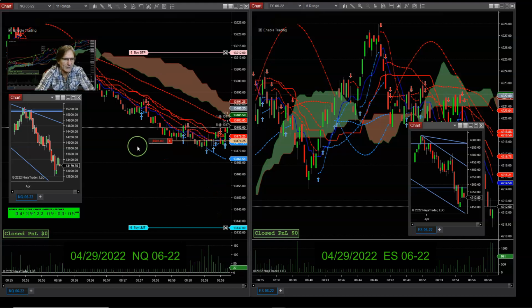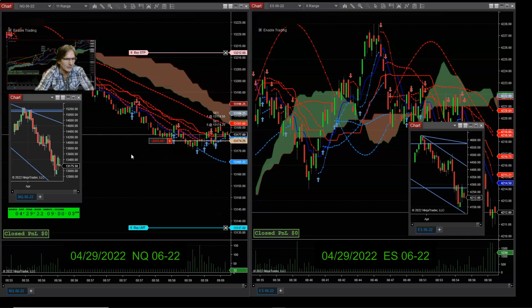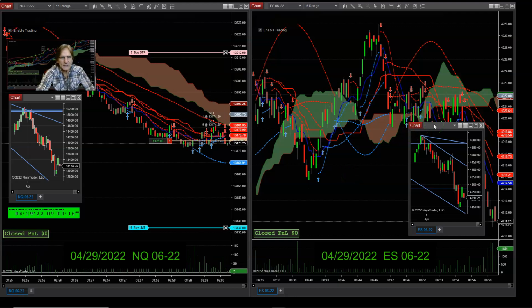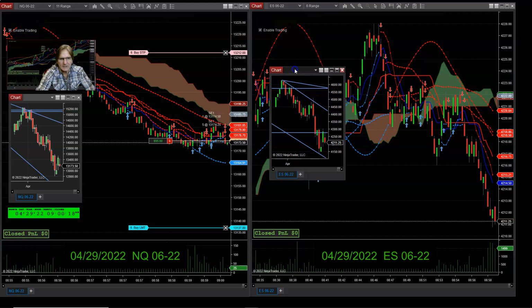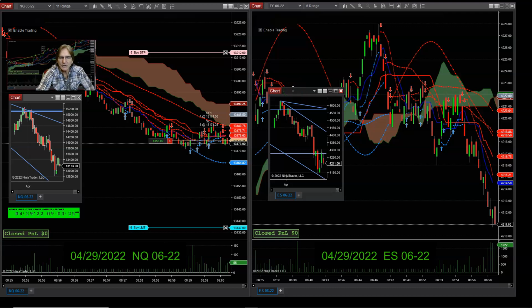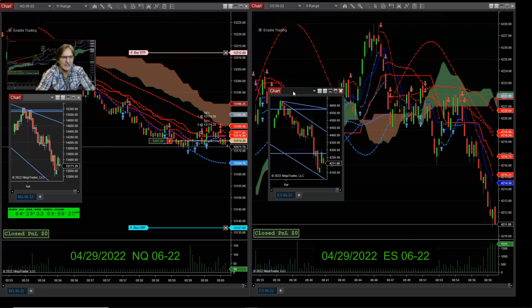There we have one on the NQ already. We're short, okay? So short over here on the NQ. ES, not so much, nothing yet. We're still sitting here, so I'm just going to take this chart, move it out of the way so you can see current price a little bit better on the ES. But still not in the condition to take a trade on the ES yet.